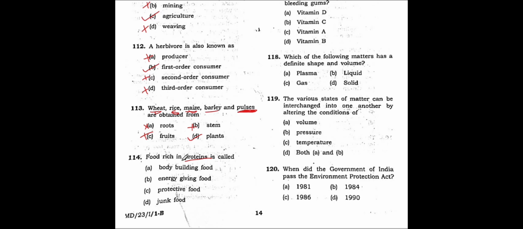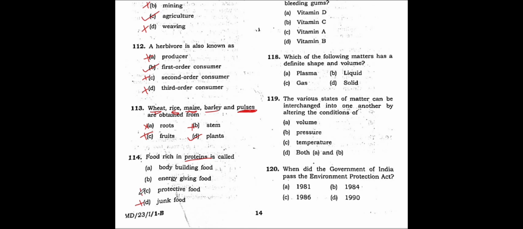So food rich in proteins is called what? The different types of food which are rich in proteins, for example chicken, different types of meats, they are rich in protein, right? So here the food rich in protein is called what? Is it called junk food? No. Junk food means what? Junk food is our favorite, right? We all love to eat momo, we all love to eat chow chow, we all love to eat pani puri. So these are what? These are junk foods. Are junk foods healthy? No, junk foods are not healthy.